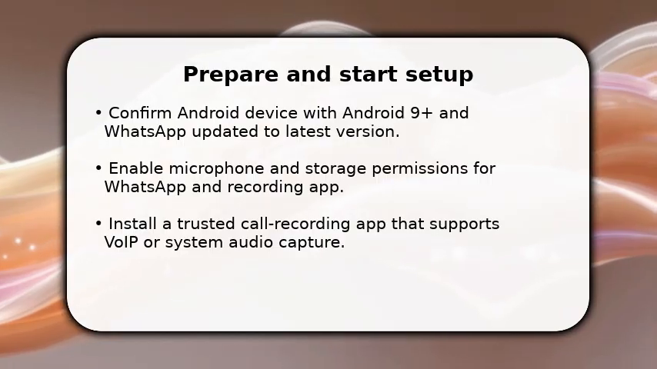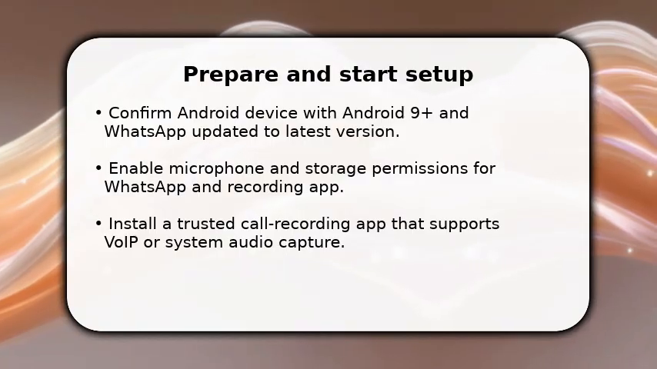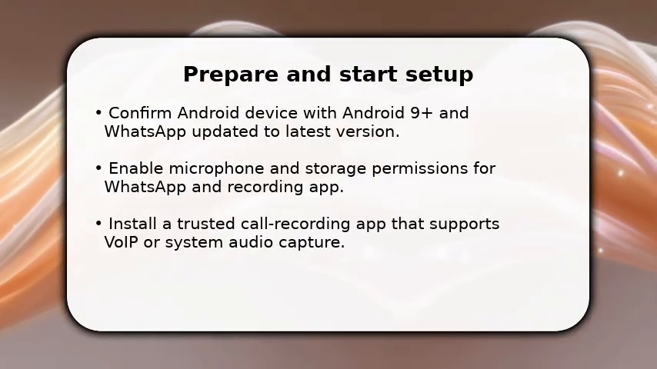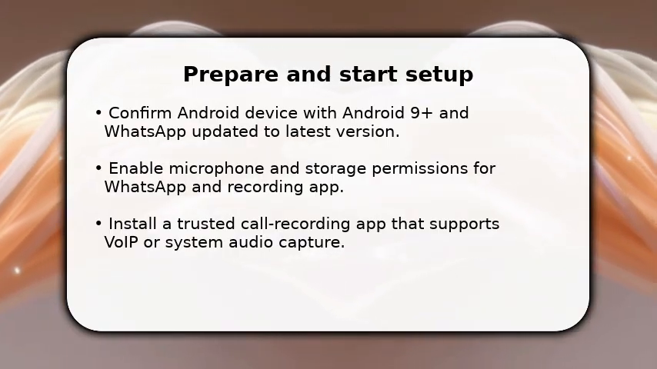Grant microphone, storage, and any overlay permissions the recorder asks for. You're setting permissions now so the recording app can access audio streams during WhatsApp calls. Otherwise, it won't capture both sides of the conversation.